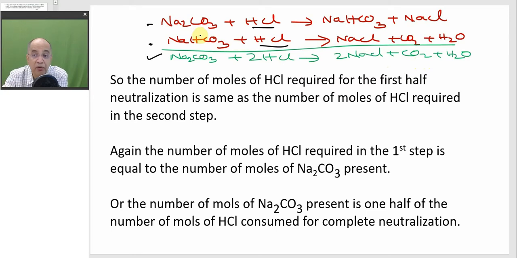Then you may ask me, why shall we go for the second half neutralization? Add methyl orange. Hold on. It will be required when you have another base mixed with it, like a mixture of sodium carbonate and sodium bicarbonate, or a mixture of a strong base sodium hydroxide and sodium carbonate. In that case, it will be required. Just hold on and listen to me very carefully.